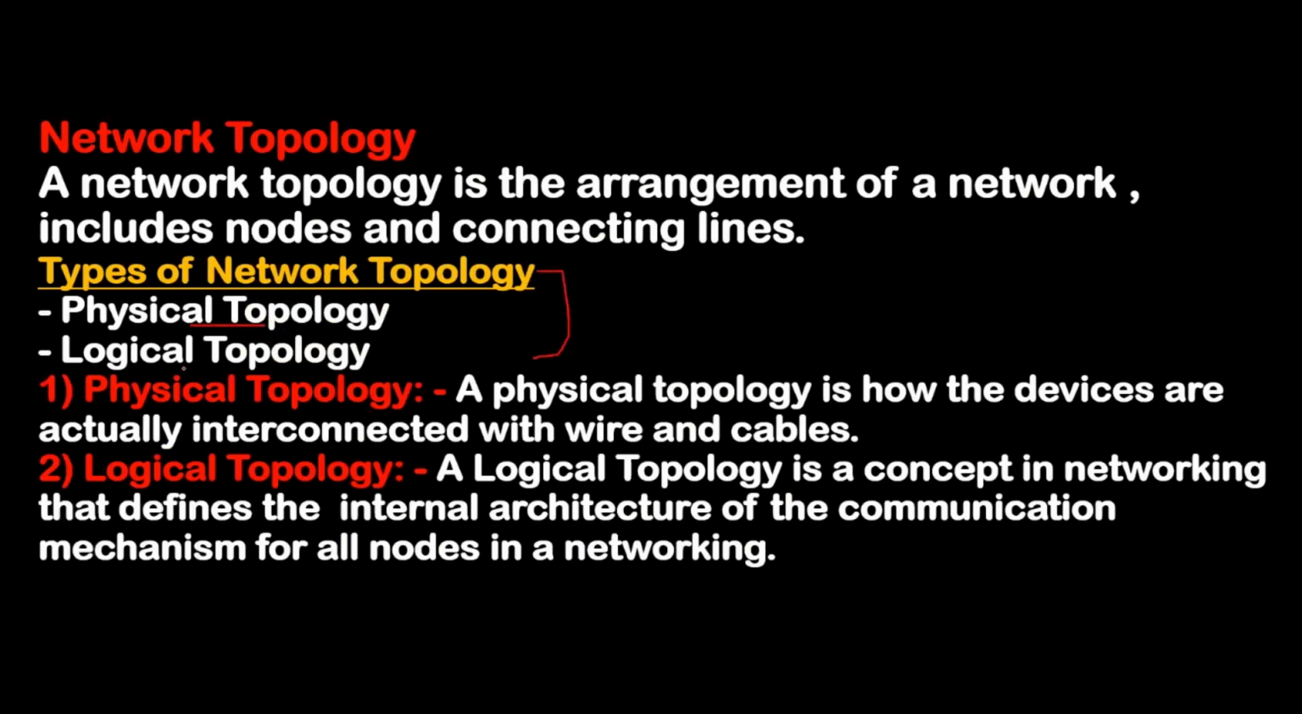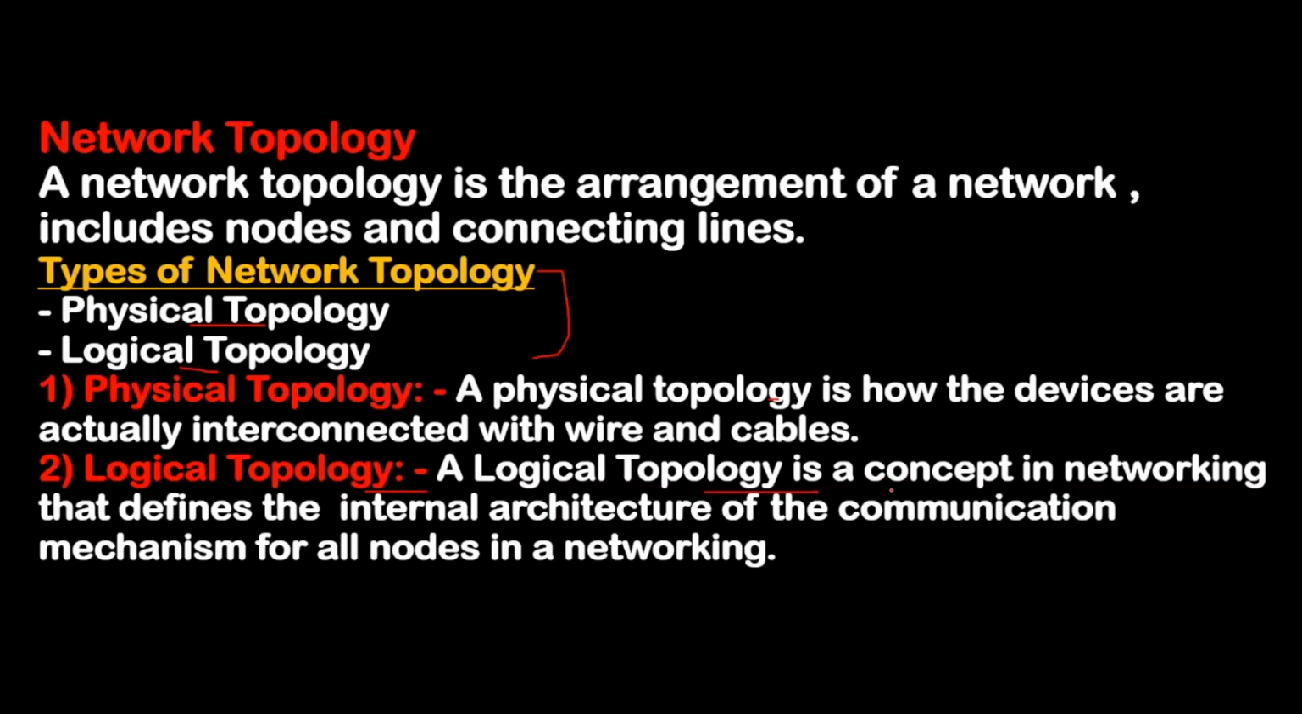So we have two types of network topology available, physical and logical. Physical means what? A physical topology is how the devices are actually interconnected with wire and cable. Means how the devices are physically connected with each other. A logical topology is a concept. You can't see that. It's a concept in networking that defines the internal architecture of the communication mechanism for all nodes in a network. Means how the devices are internally connected.